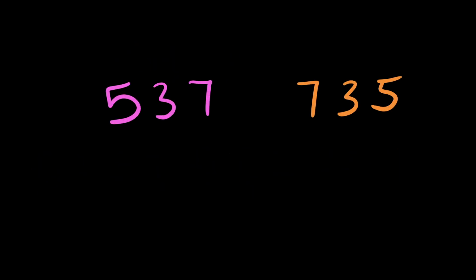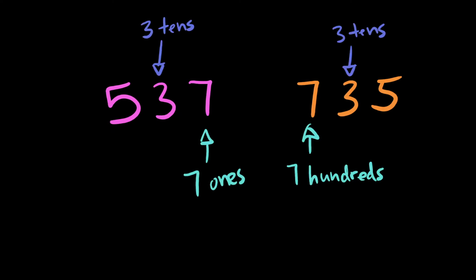The number 537 has a different value than the number 735. Even though they use the same digits, their value is different because of the different placement of the 3 and the 7 and the 5.